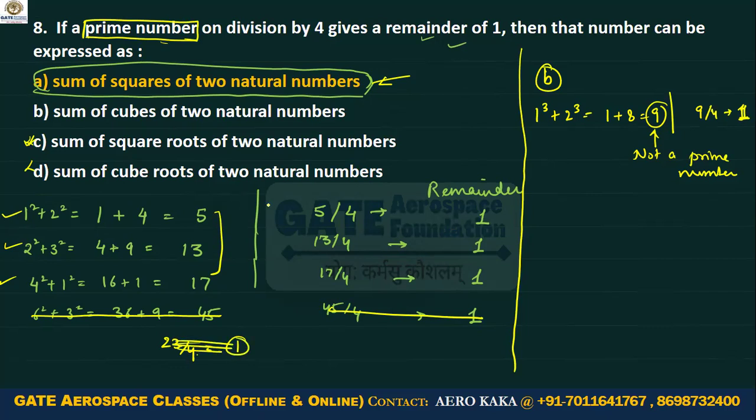Maybe some other number, let's say 29. If I divide 29 by 4, I'll get 1 as a remainder. So 29 can be represented as a sum of squares. Yes, 5 square plus 2 square, which will be equal to 29.